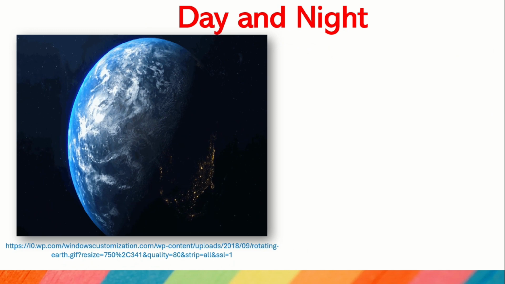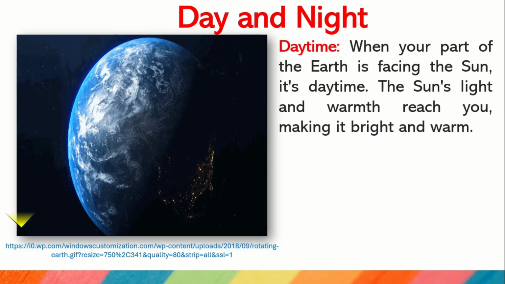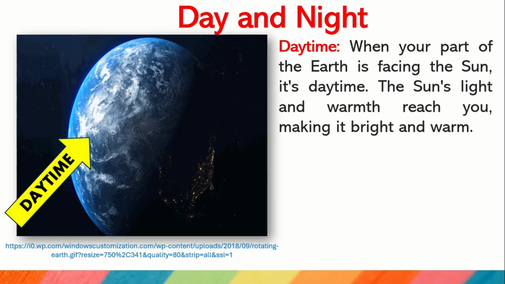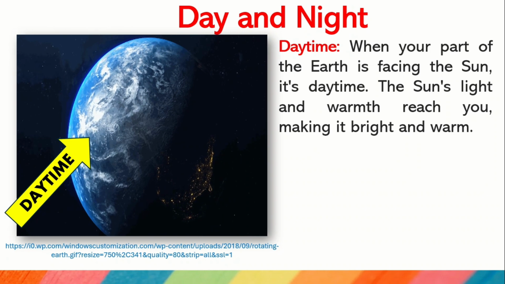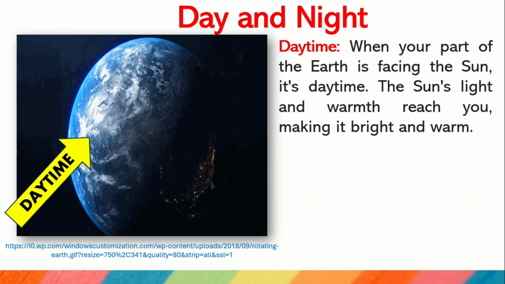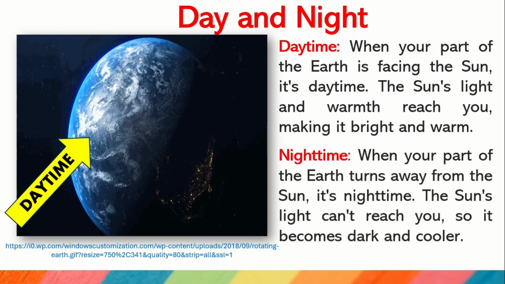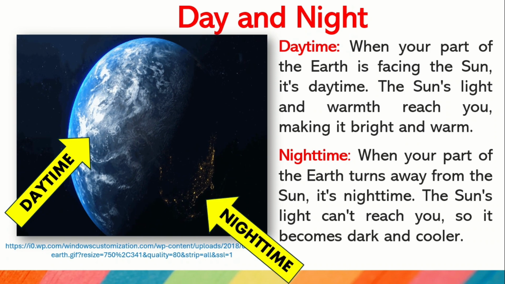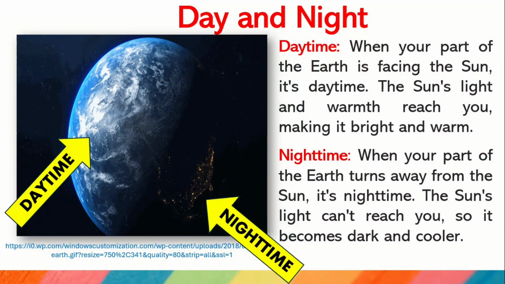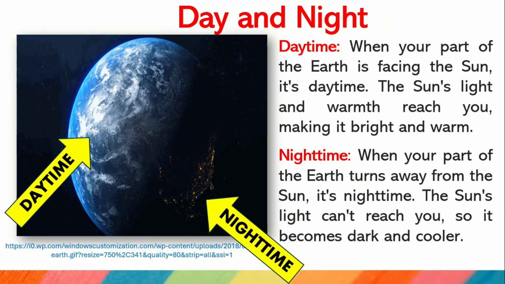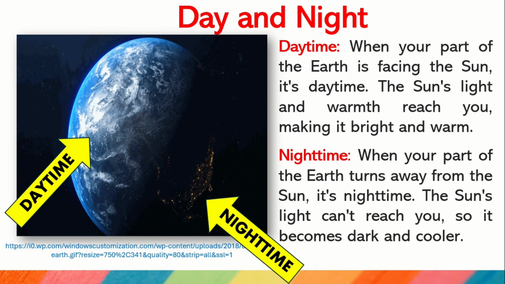Day and night. Daytime. When your part of the earth is facing the sun, it's daytime. The sun's light and warmth reach you, making it bright and warm. Nighttime. When your part of the earth turns away from the sun, it's nighttime. The sun's light can't reach you, so it becomes dark and cooler.